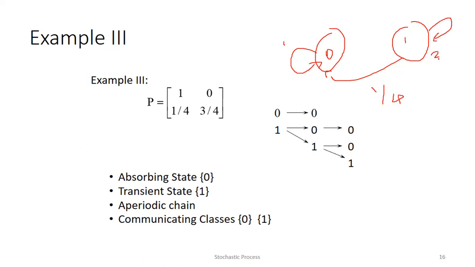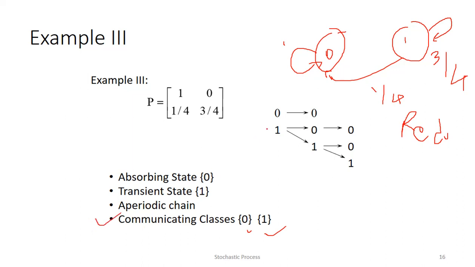By observing we can say that it is reducible, not irreducible, because communication between both classes is not there. From 1 to 0 is possible, but 0 to 1 is not possible, so 0 is different, 1 is different, so this is correct.